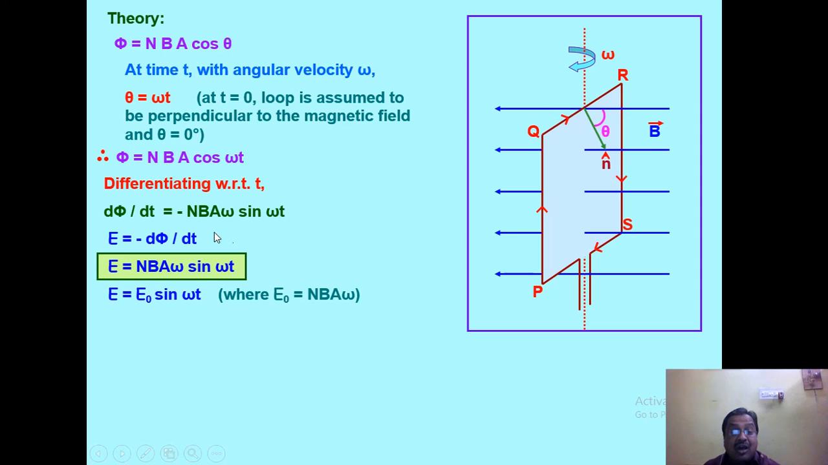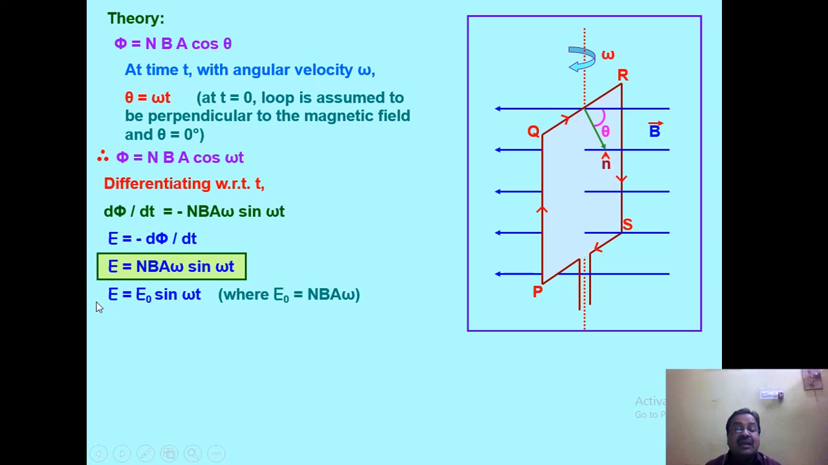Now apply Faraday's law. This d phi by dt with a negative sign is nothing but the induced EMF. So by substituting d phi by dt here, the induced EMF in the armature or coil is NBA omega sin omega t. And you know, the number of turns, uniform field B, and area A are constant. If it rotates with uniform angular speed omega, NBA omega is a constant which may be taken as E0. Generally it is called the peak value of EMF. So E equals E0 sin omega t.